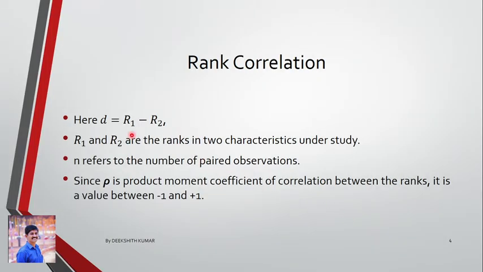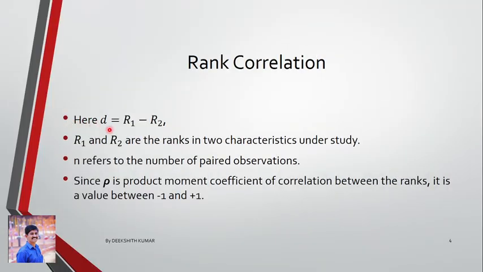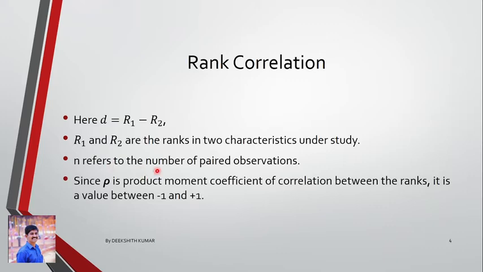Here d is equal to r1 minus r2, that means the rank of the first variable minus the rank of the second variable. In 6 sigma d square, that d square is the total of the squares of d. So d is equal to r1 minus r2, where r1 and r2 are the ranks in the two characteristics under study. And there is n cube minus n, where n refers to the number of paired observations. In the earlier data, it was the number of values; however many values there are, we call it n.